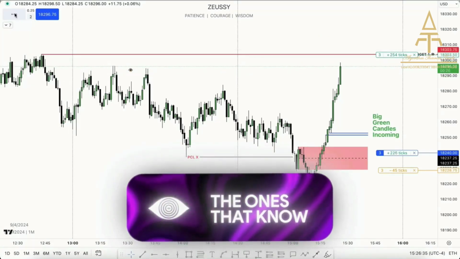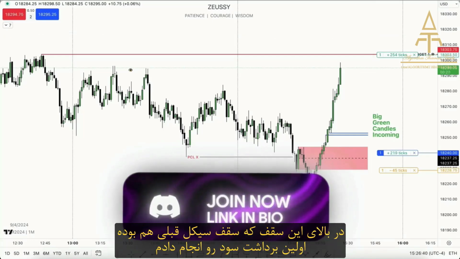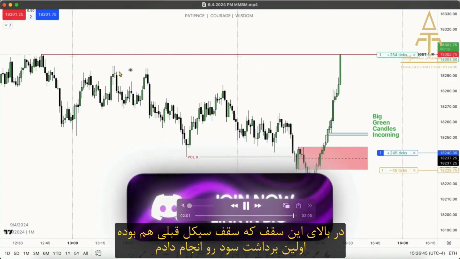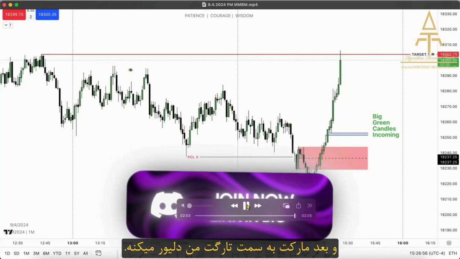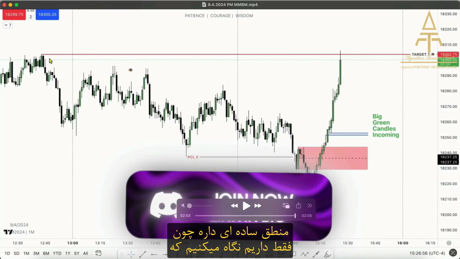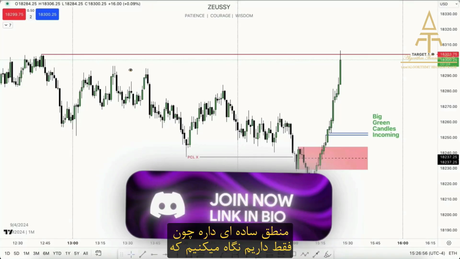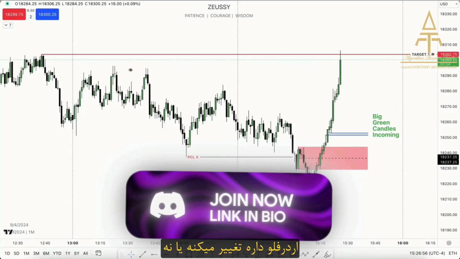Here you can see me take a partial above this buy side liquidity right here, which was the previous cycle high, and the market eventually delivered into my target. Again, rather simple logic for managing the position, because it's simply a matter of spotting if the order flow is on your side or not.